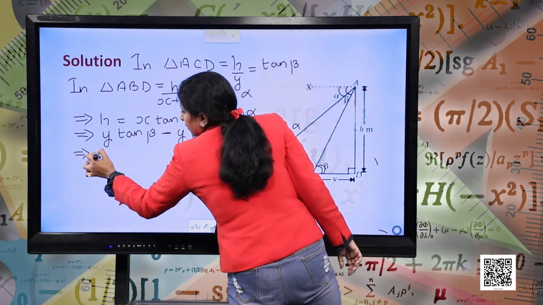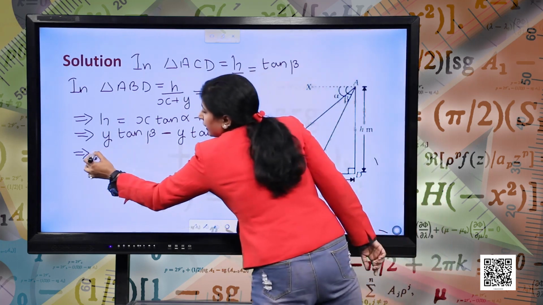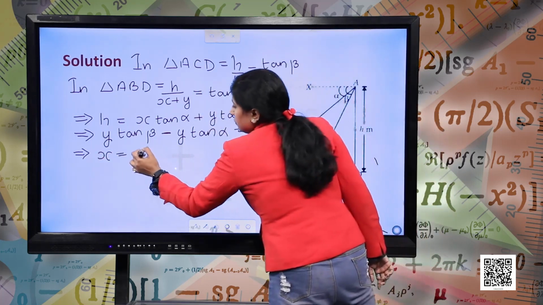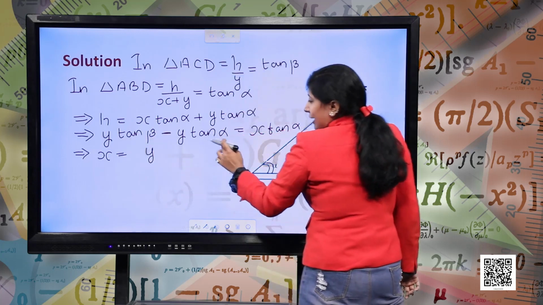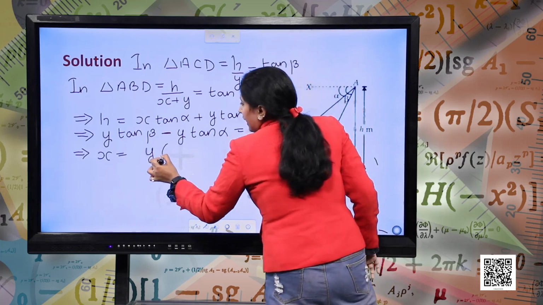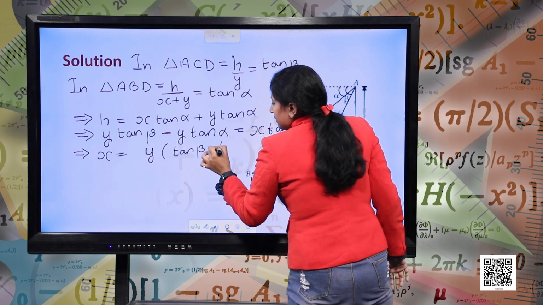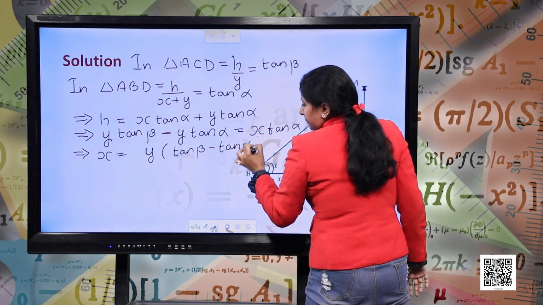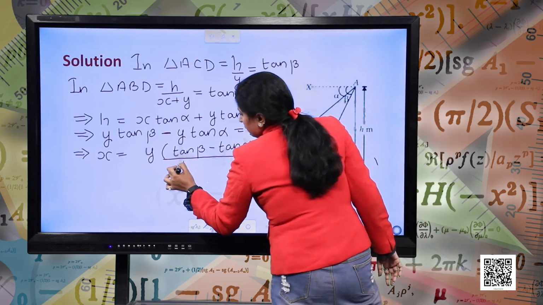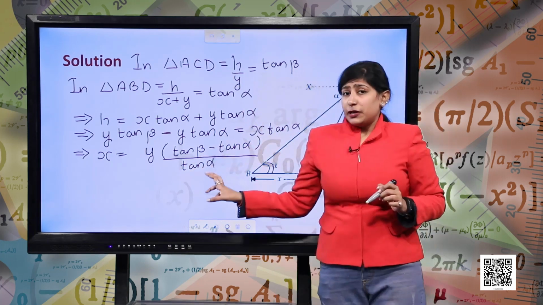Now here x into tan alpha, this becomes x equal to, the tan alpha goes to the denominator, y tan beta minus y tan alpha whole divided by tan alpha. I take common y, I get tan beta minus tan alpha, and in the denominator I have tan alpha. Now this is the value of x.